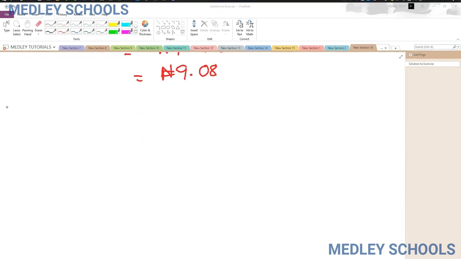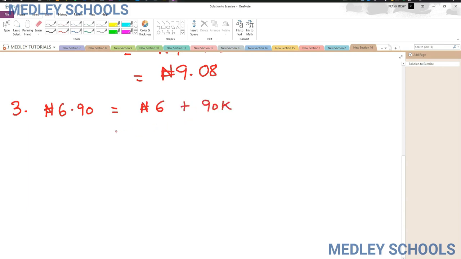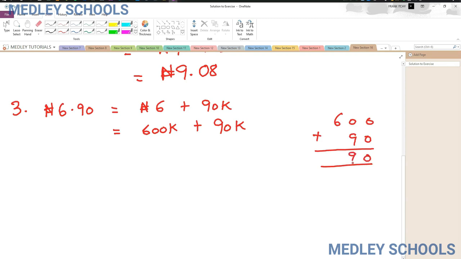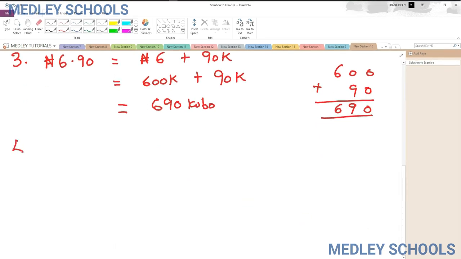So the third question asks us to change 6 naira 90 kobo to kobo. So we are going to split it by writing it as 6 naira plus 90 kobo. Remember that 6 naira is 600 kobo plus 90 kobo. So when you add this, we will have 0, 9 and 6. So 6 naira 90 kobo is 690 kobo.